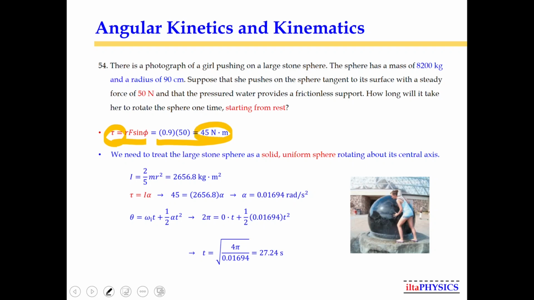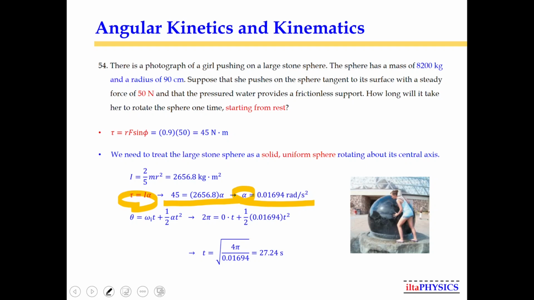Here, we will assume the angle between the force and the axis is a right angle. Now, let's think of the same torque in terms of the relationship between the moment of inertia and angular acceleration from a kinematics perspective. The stone can be modeled as a solid sphere, and according to the formula, the moment of inertia is 2,656.8 kilograms meter squared. Therefore, by the kinematic torque formula, the angular acceleration is 0.01694 radian per second squared.